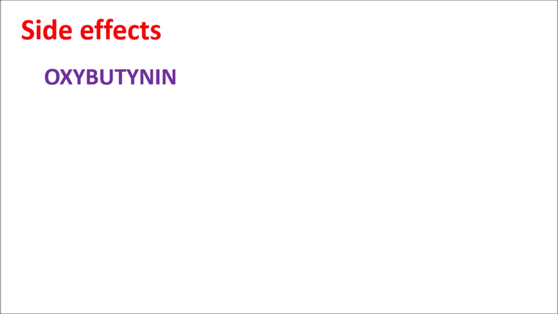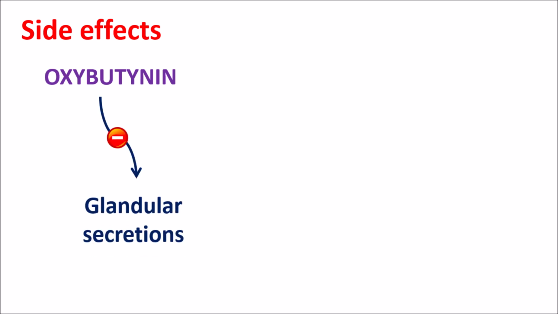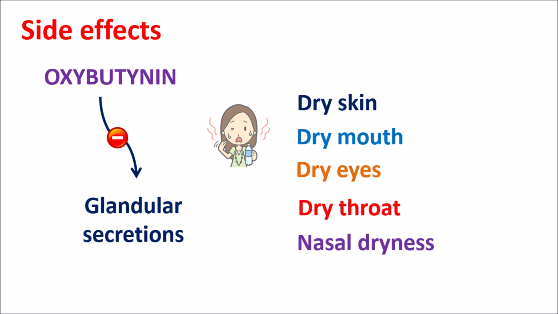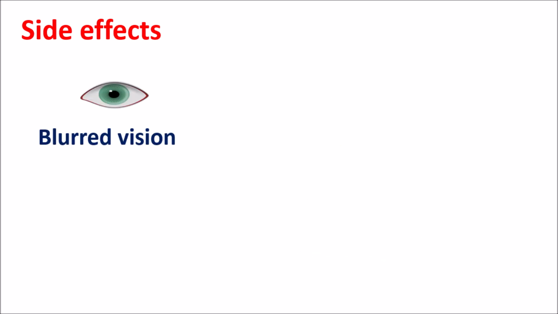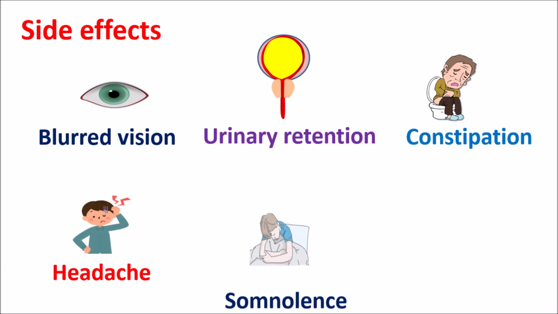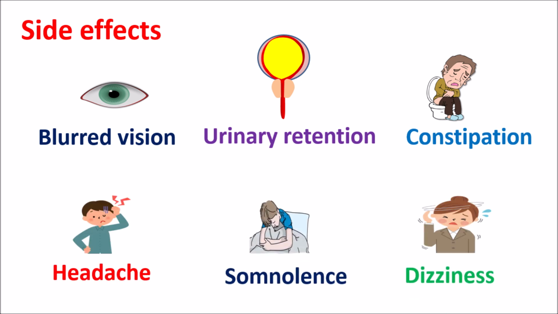Most of the side effects of oxybutynin are related to its anticholinergic actions. Since this drug is going to reduce glandular secretions, it can produce dry skin, dry mouth, dry eyes, dry throat, and nasal dryness. Similarly, it can produce blurred vision, urinary retention, and constipation. All these are commonly known as anticholinergic side effects. Apart from these side effects, it can produce a few of the central side effects like headache, somnolence, and dizziness. So these are the important side effects of oxybutynin.